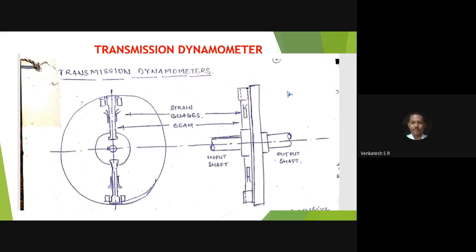This is the last portion in force and torque measurement.